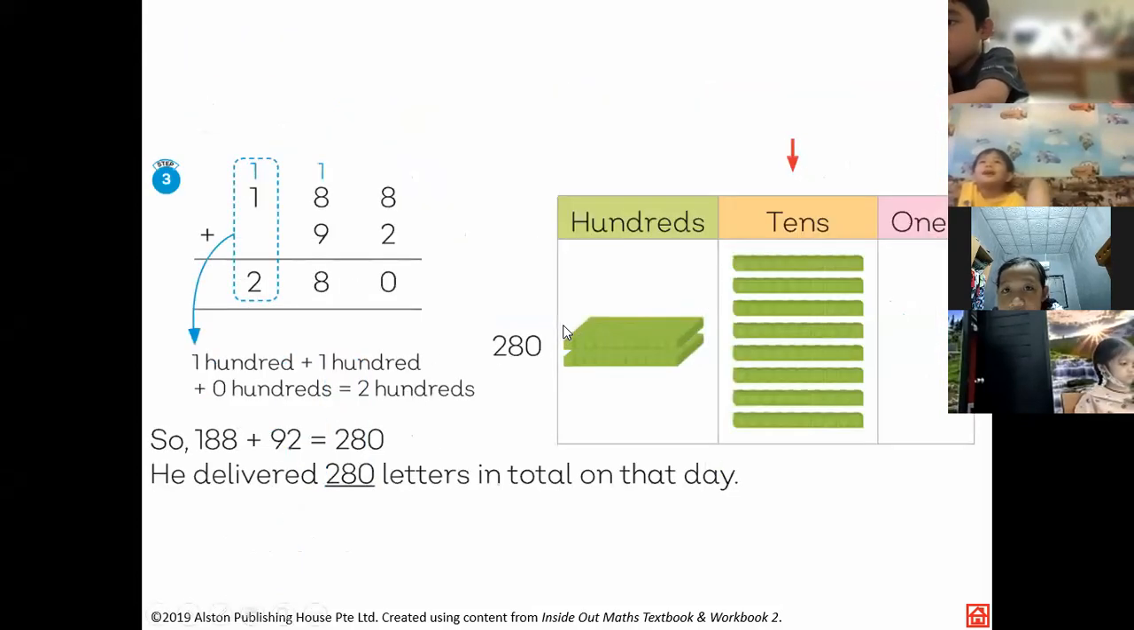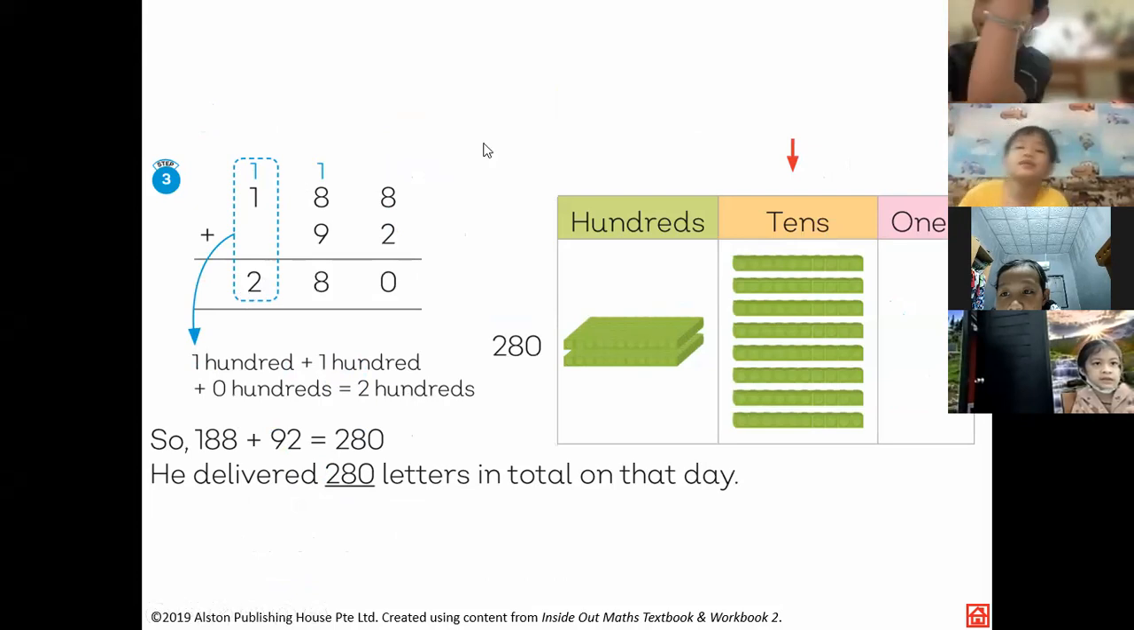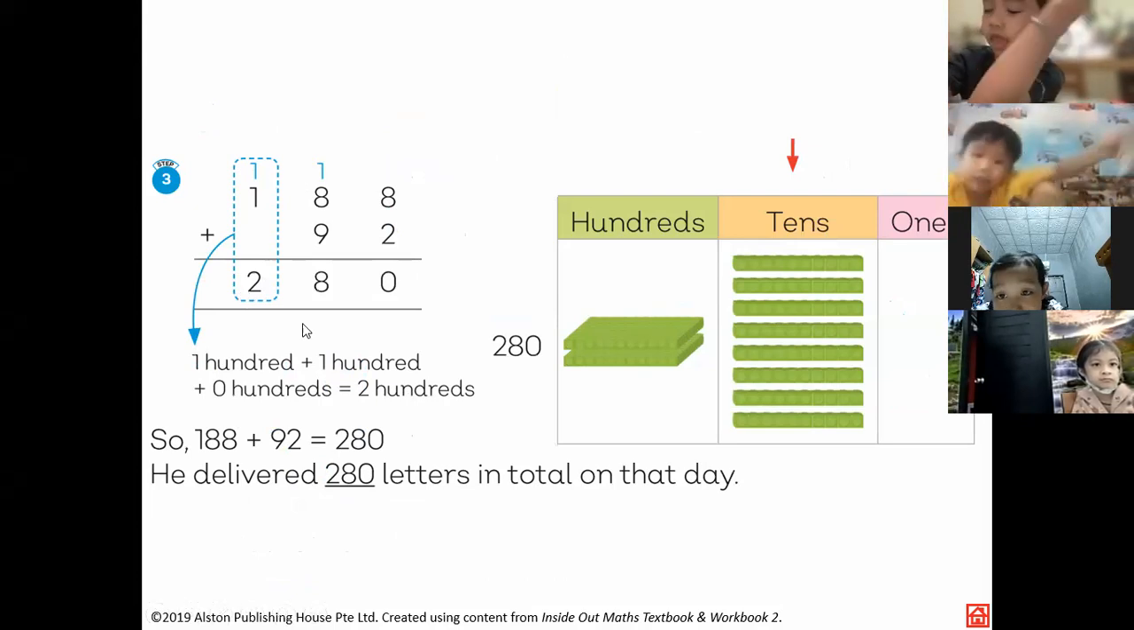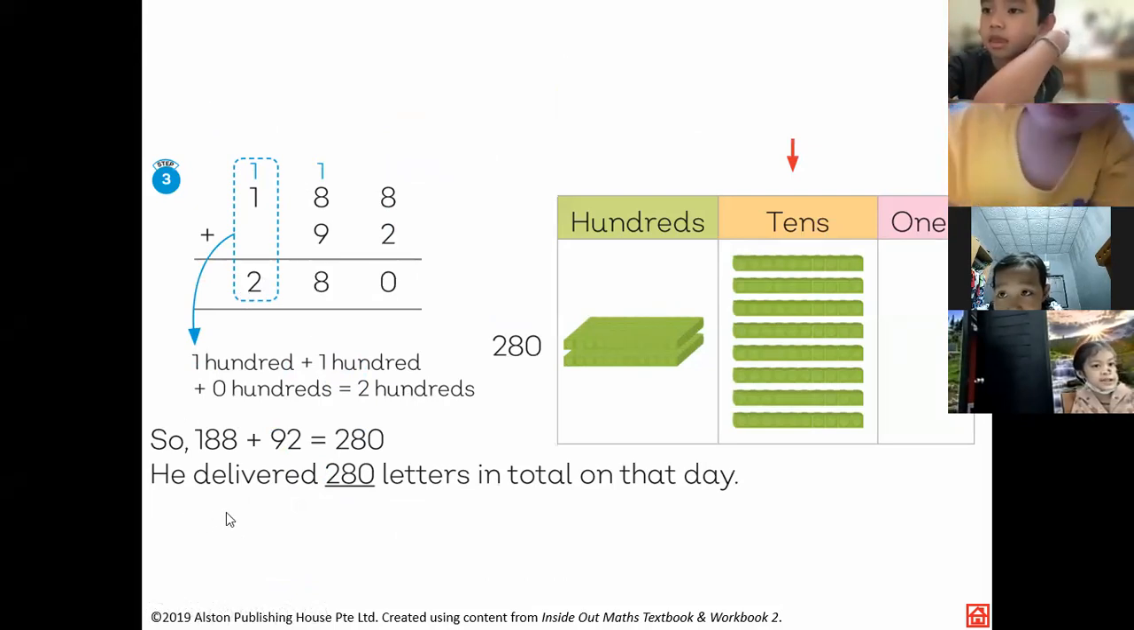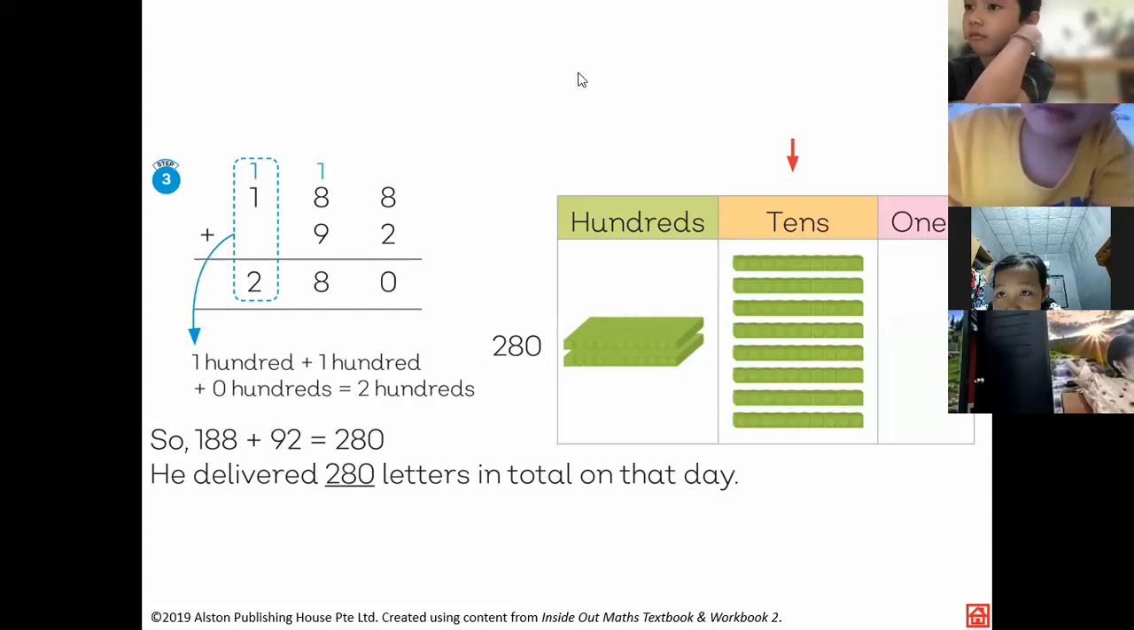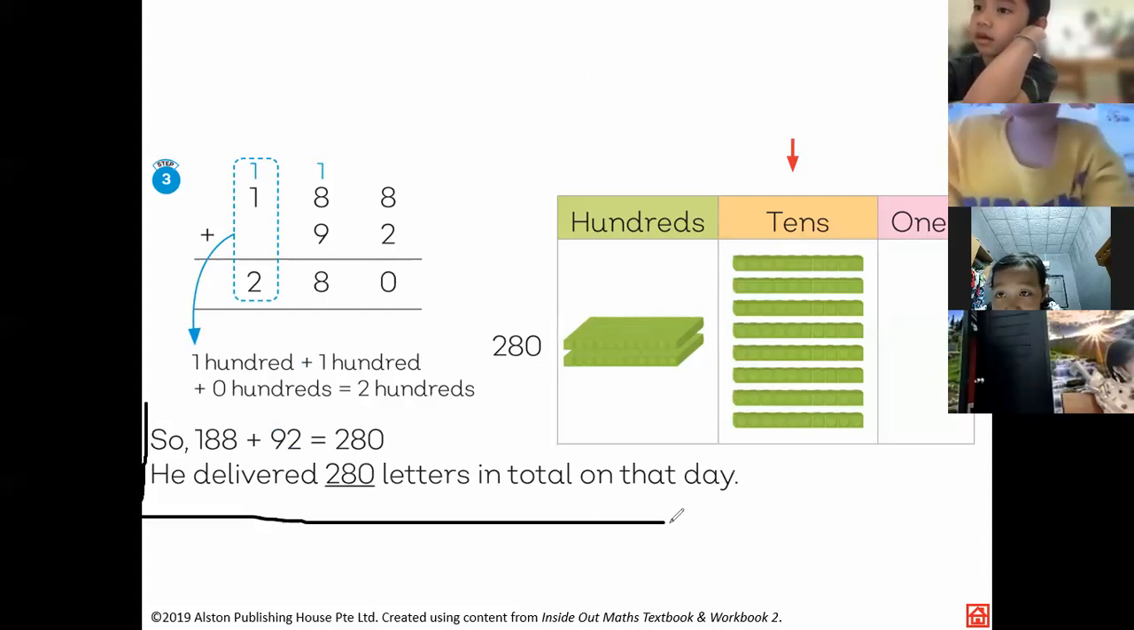Now, step number 3. We will add the numbers in the hundreds place. So we have 1 up here plus the original 1. So 1 plus 1, that's 2. So the answer for the problem is the postman delivered 280 letters in total on that day. So the answer is 280.